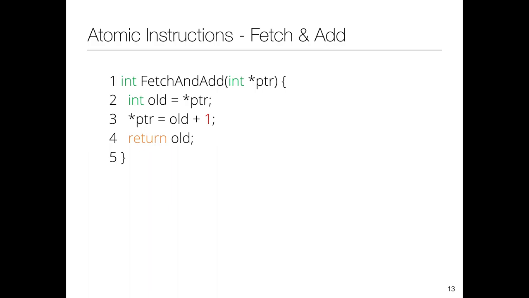This is going to fetch the value at the address, increment by 1, and return the old value. So take 3-4 minutes, look at the structure, and based on this atomic instruction, create a lock which is fair in nature. Create a locking mechanism which is fair in nature.